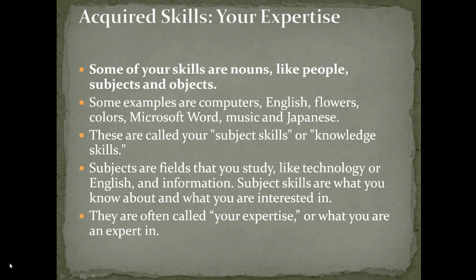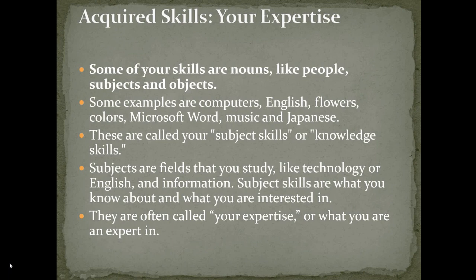Then comes acquired skills or your expertise. Some of your skills are nouns like people, subjects, and objects. Some examples are computers, English, flowers, colors, Microsoft Word, music, and Japanese. As you can see, the words that are used to define these acquired skills are basically nouns, and these are called your subject skills or knowledge skills. Subjects are fields that you study like technology or English and information. Subject skills are what you know about and what you're interested in.